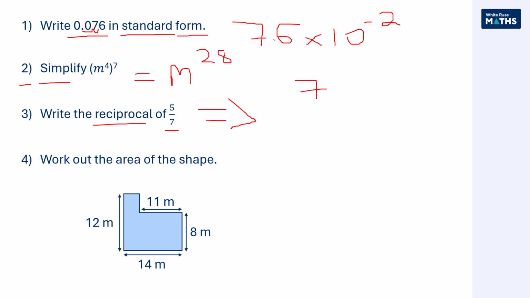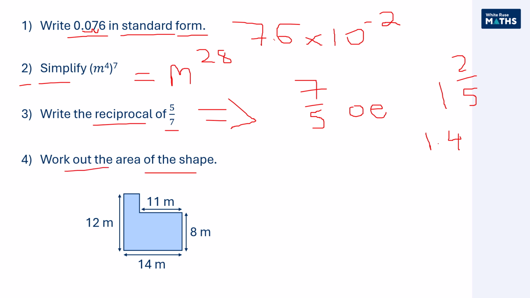1 and 2/5, 1.4. OE means or equivalent. So 1 and 2/5, and examiners will also accept 1.4. These are all equivalent numerical values to 7/5.